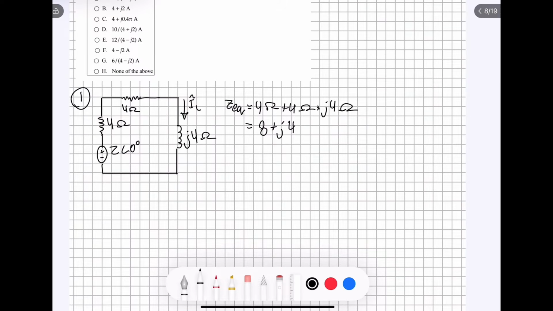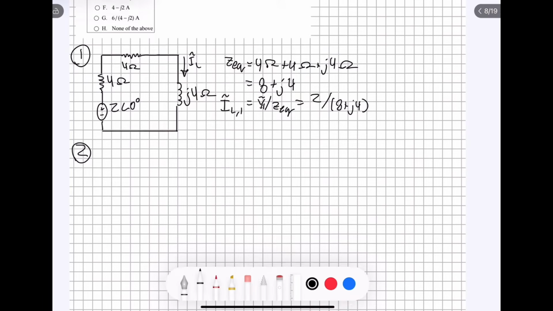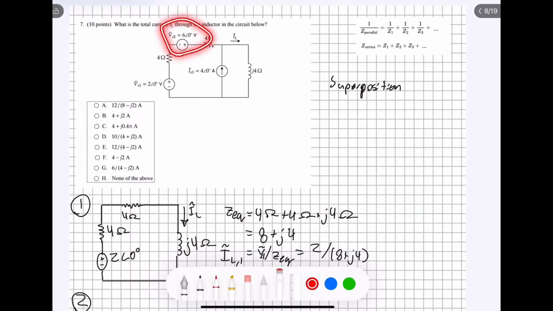Now that's just the impedance. In order to find the current, we just use Ohm's law. We know that I tilde L is going to be equal to V tilde of the source divided by our equivalent impedance. And we know that this is equal to 2. So we're going to have 2 divided by 8 plus J4. And that is going to be our current based on source number 1, that fraction right there. Now moving on to source number 2. We see up here, that's the source up here that's equal to 6 volts.